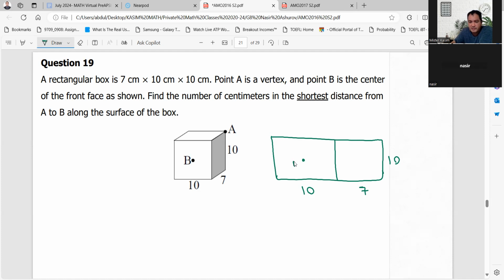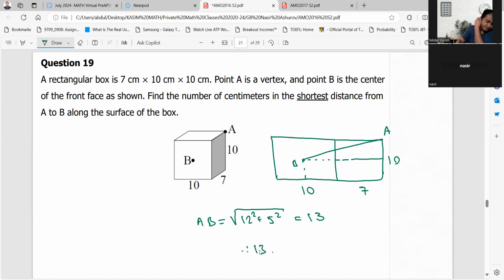So now it's the same question as moving from B to A. When you flatten this box, you can see that the shortest distance will be the straight path, right? So it forms a right-angled triangle. So AB will be equal to the square root of 12 squared plus 5 squared, which is equal to 13. It's also a very beautiful question.